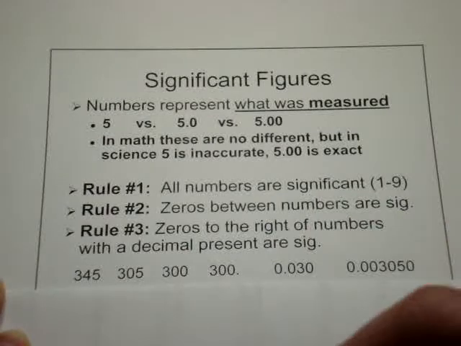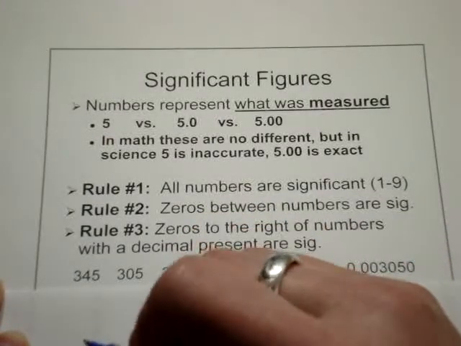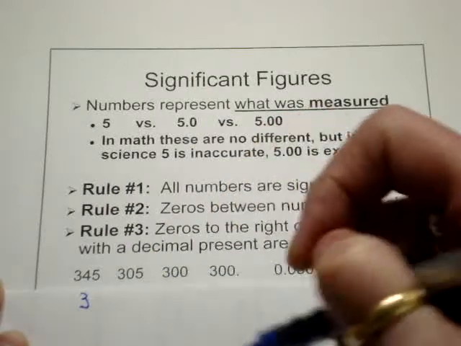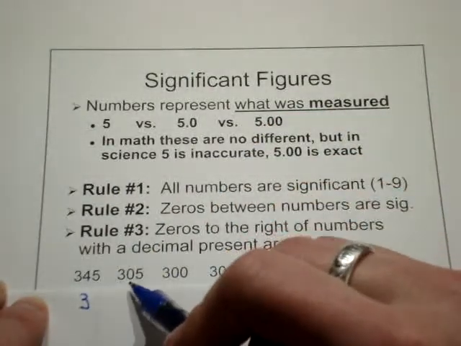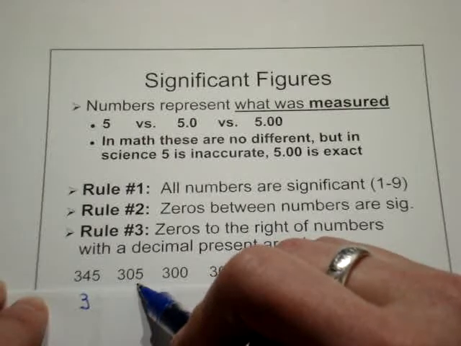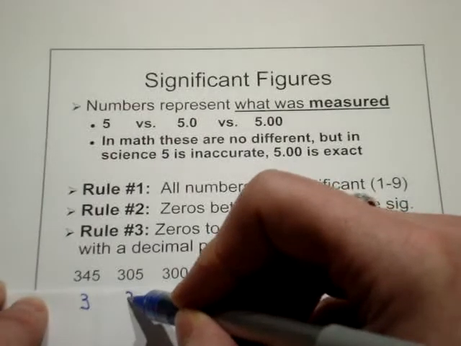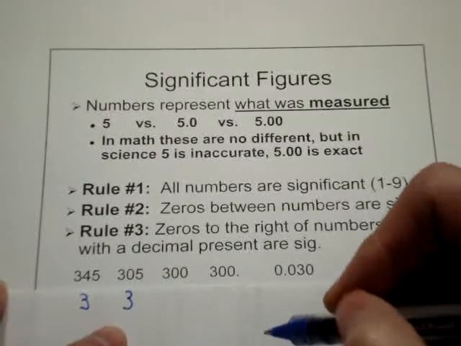So just as some examples, here's an example of rule number 1. All numbers are significant, so it has 3 significant figures. Here's an example of rule number 2. There's a 0 between the 2 numbers, so we do have 3 significant figures.